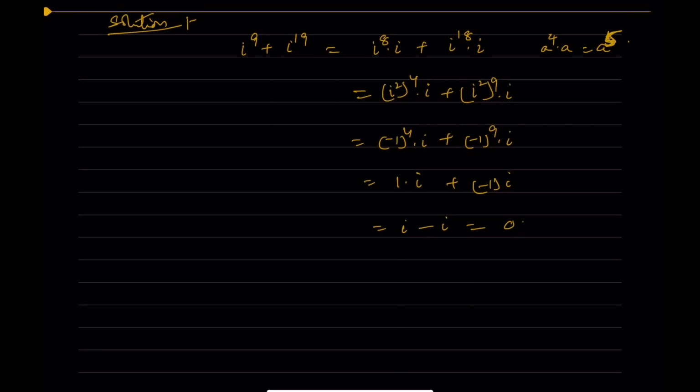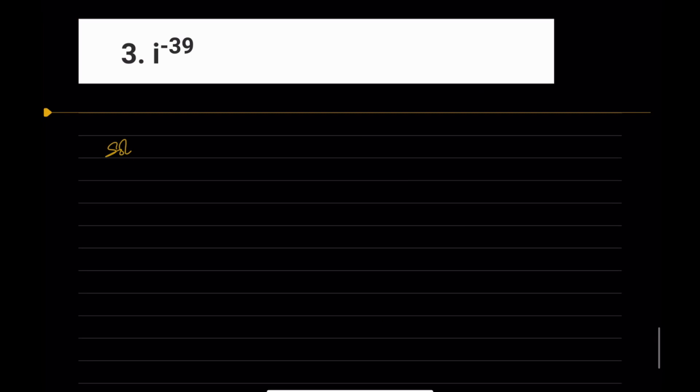Now to write this in the form of a plus ib, here you don't have both of the terms, so you can write it as 0 plus 0 iota, or just 0. Anything is the same. These both are the answers. Next, a type of problem where we are having i to the power of minus 39.